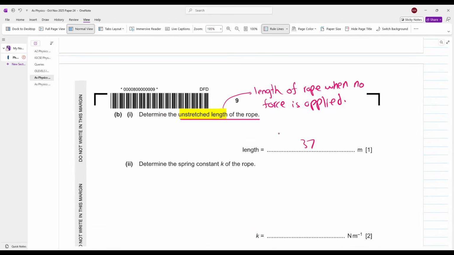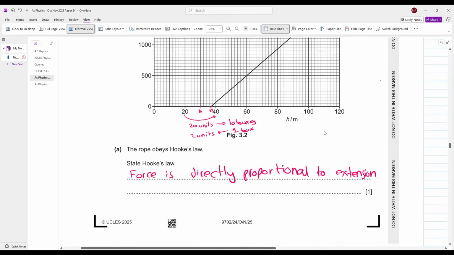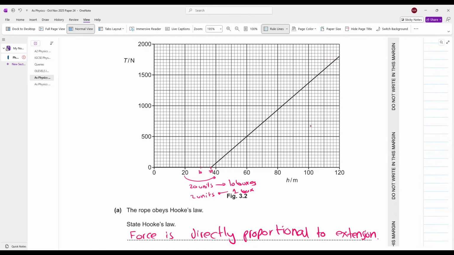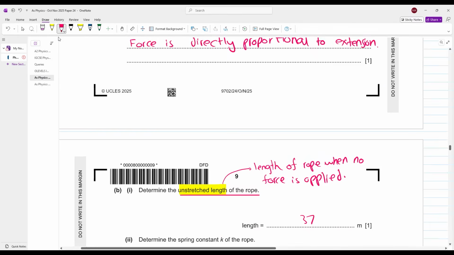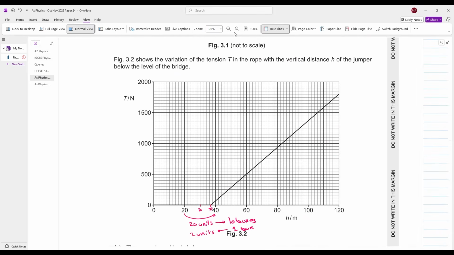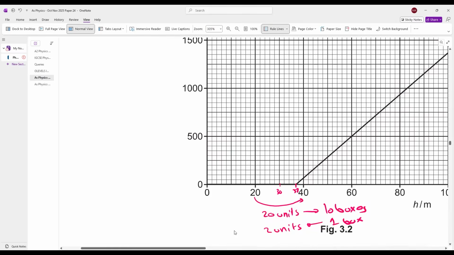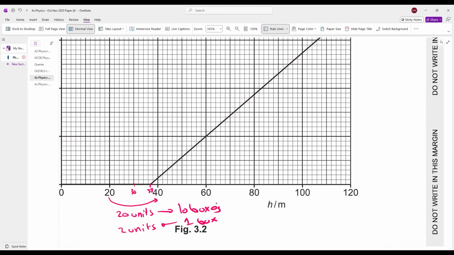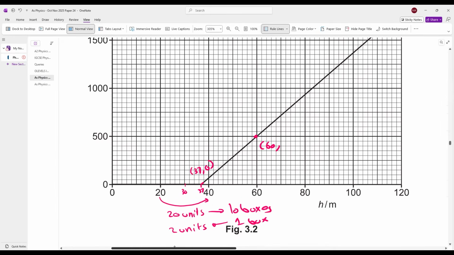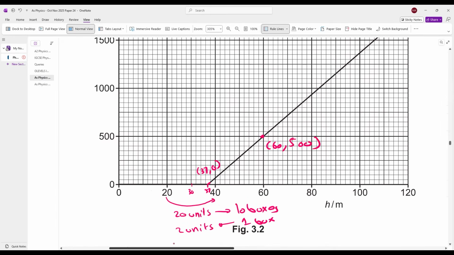Determine the spring constant. How are you going to determine the spring constant? Calculate the gradient of this graph. You can take this as your first point. इसका first point ले सकते हो. Let me zoom in a bit. If you calculate the gradient of this graph, you will get the spring constant. Let's take this as your first point. X axis में 37, Y axis में 0. And let's take this point as well. X axis में 60. Y axis में what? 500.